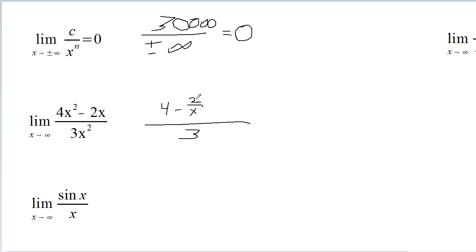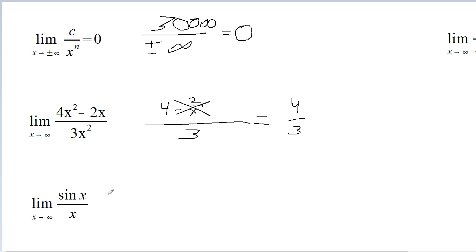So this looks really familiar. This is a constant over x as x is approaching infinity. So this just becomes 0. So the limit here is just 4/3. That's easy to note. But now, oh no, now they have trigonometric functions in the numerator.